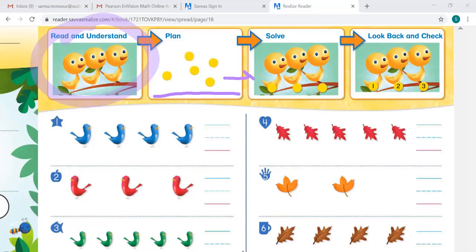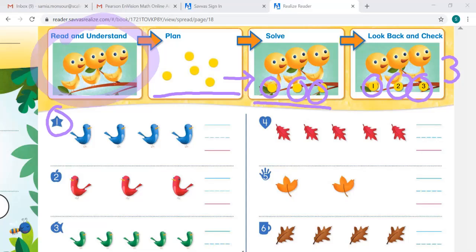So let's look over here to this picture. A counter was put on each bird. So how many birds are there? Let's count them. 1, 2, 3. There are 3 birds. Good job.